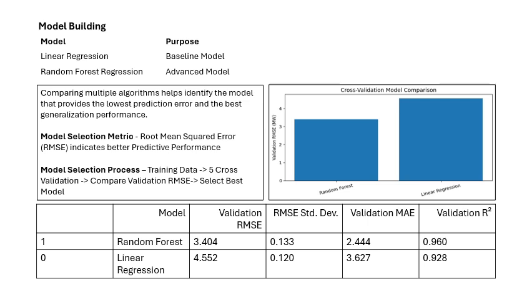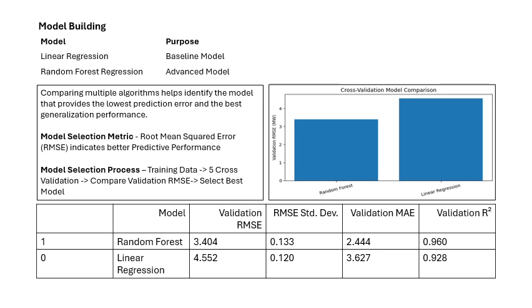To identify the best predictive model, I compared 2 machine learning algorithms. The first was linear regression, which served as a simple baseline model because it is easy to interpret and commonly used for regression problems. And the second was a random forest regression, which can capture more complex and non-linear relationships between environmental conditions and electrical energy output.